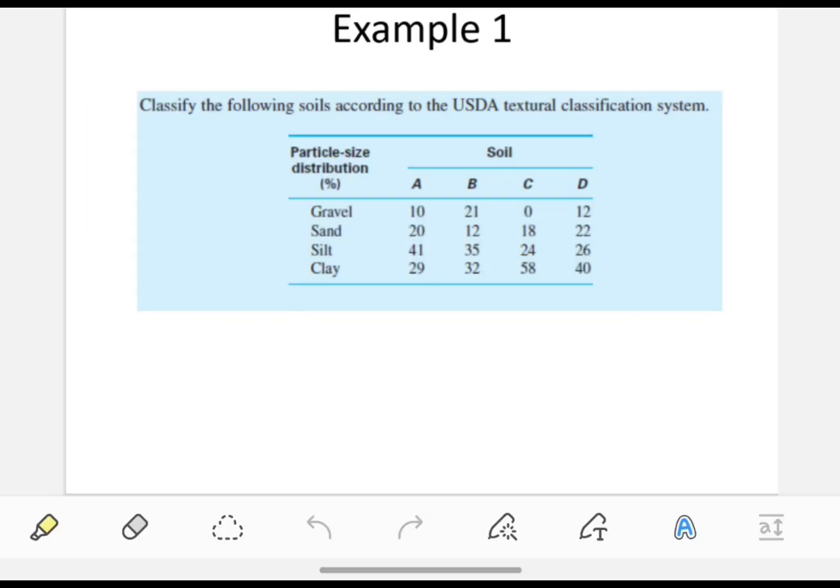Now I am gonna solve this example 1, and the example 1 is very important. Please focus on my video. Here given soil A, B, C and D. Soil A has gravel 10%, sand 20%, silt 41% and clay is 29%. The question is, classify the following soils according to the USDA textural classification.